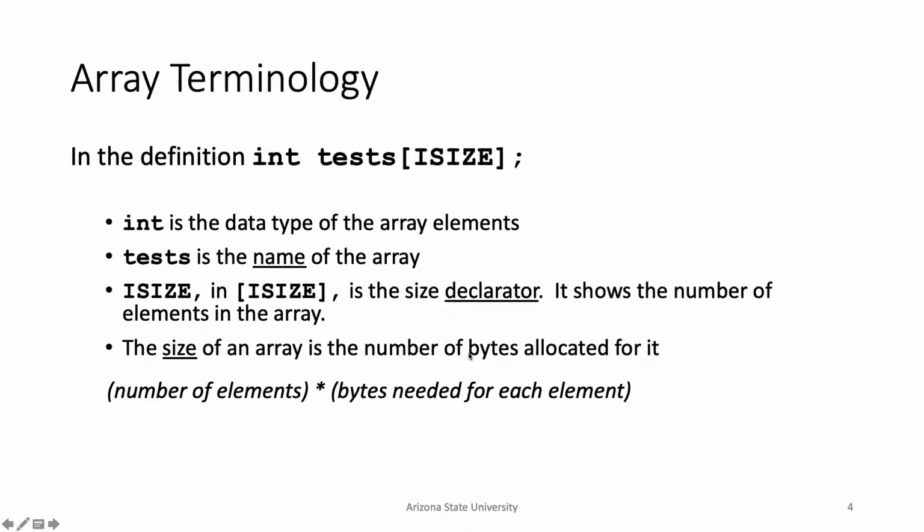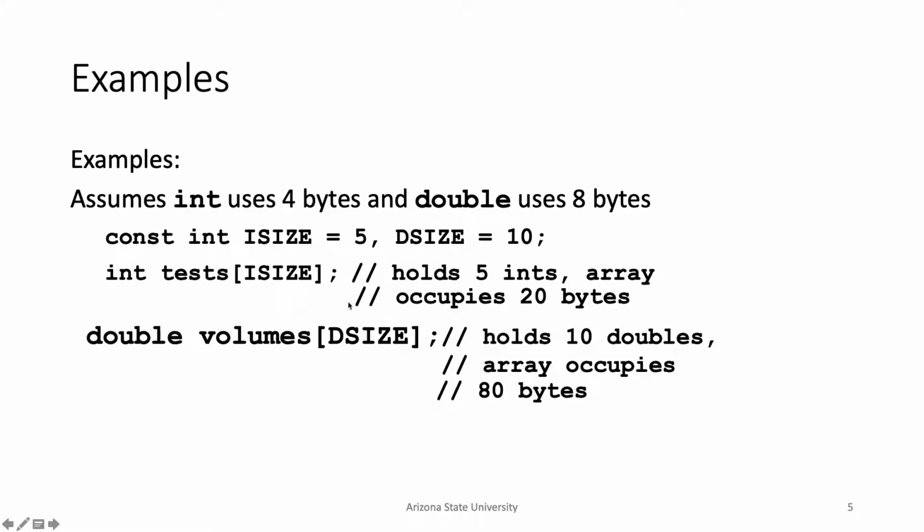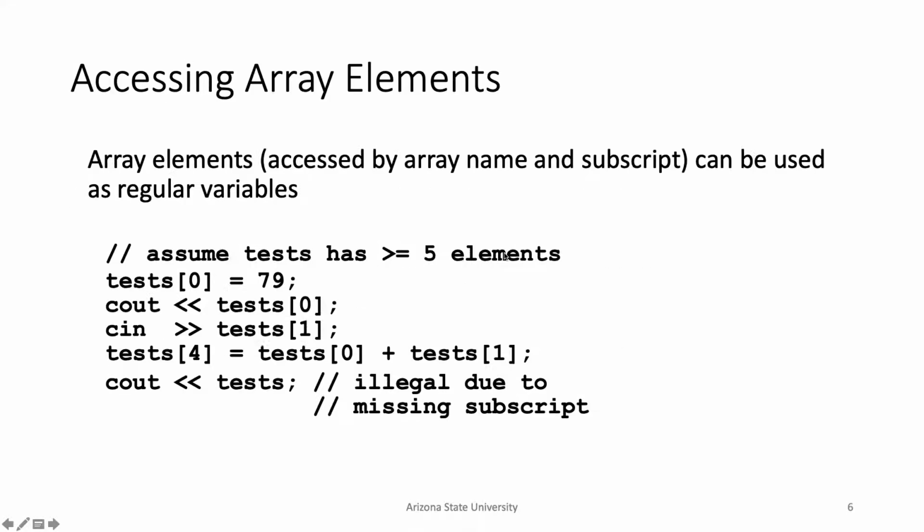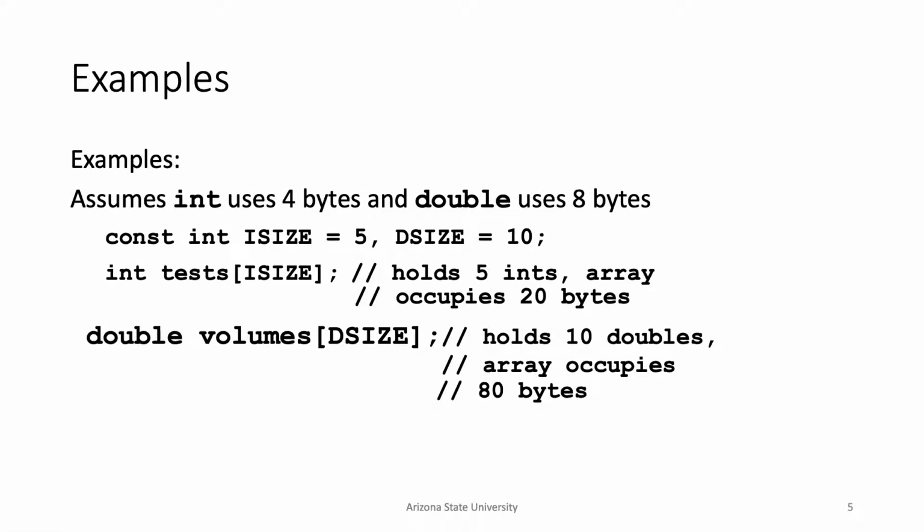And so the size of the array is the number of bytes allocated for it. Usually we'll just talk about the number of things in the array. So in this case, there are I size things in the array. So we went over this example where tests here has 5 integers, and the volumes array down here has 10 doubles in it. So a double has 8 bytes, let's say, and so volumes has a size of 80 bytes, but the number of elements is 10 because we said D size is 10. Okay, any questions about that?